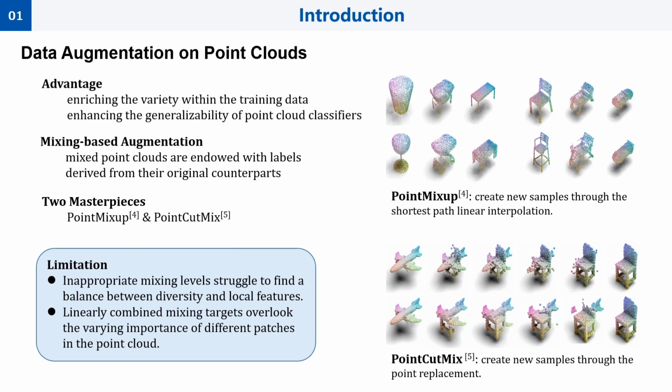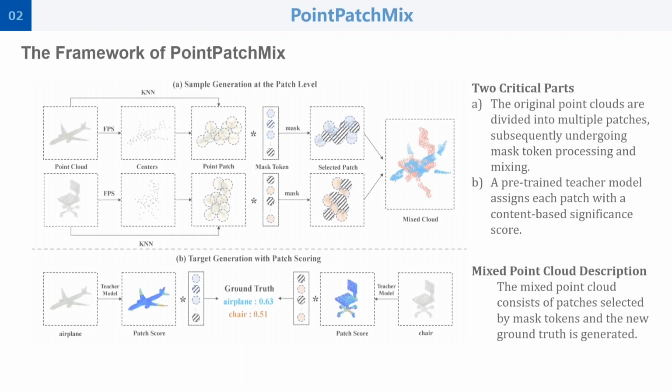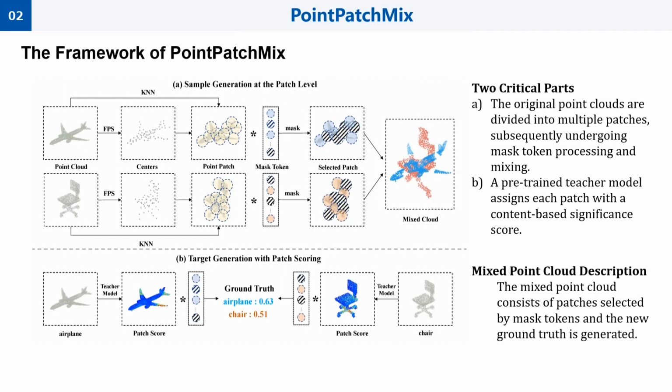Furthermore, they generate targets for mixed point clouds through a simple linear combination based on the point cloud sample ratio. However, it may not be optimal for many scenarios where the importance of each patch in the point cloud may significantly differ. Therefore, it is imperative to develop an augmentation method at the patch level that generates content-based targets. To overcome these challenges, we propose PointPatchMix, a novel point cloud mixing method that operates at the patch level and integrates a patch scoring module.